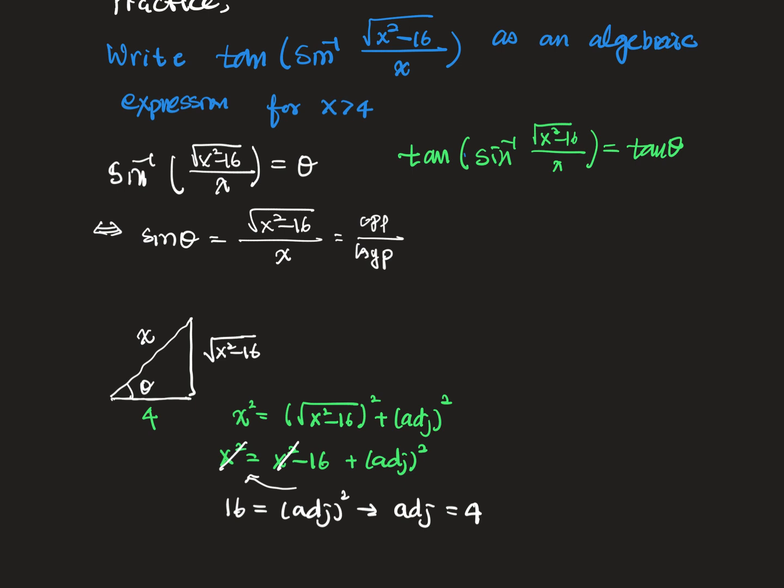So we are looking for the tangent theta, right? Tangent theta is opposite over adjacent. The opposite is the square root of x squared minus 16. The adjacent is 4. That's how you rewrite this expression as an algebraic expression.